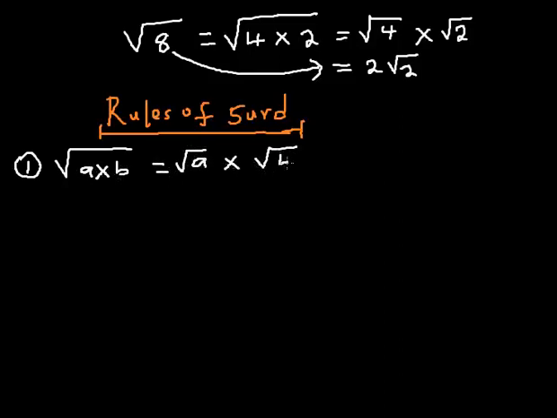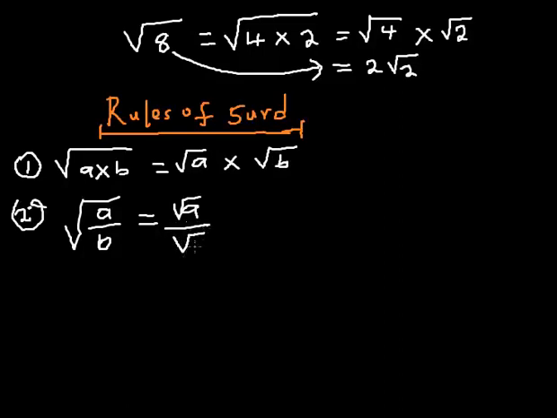So you can split multiplication the same way you can also split division. If I have the square root of a over b, it is equivalent to the square root of a divided by the square root of b. Okay, number 3.